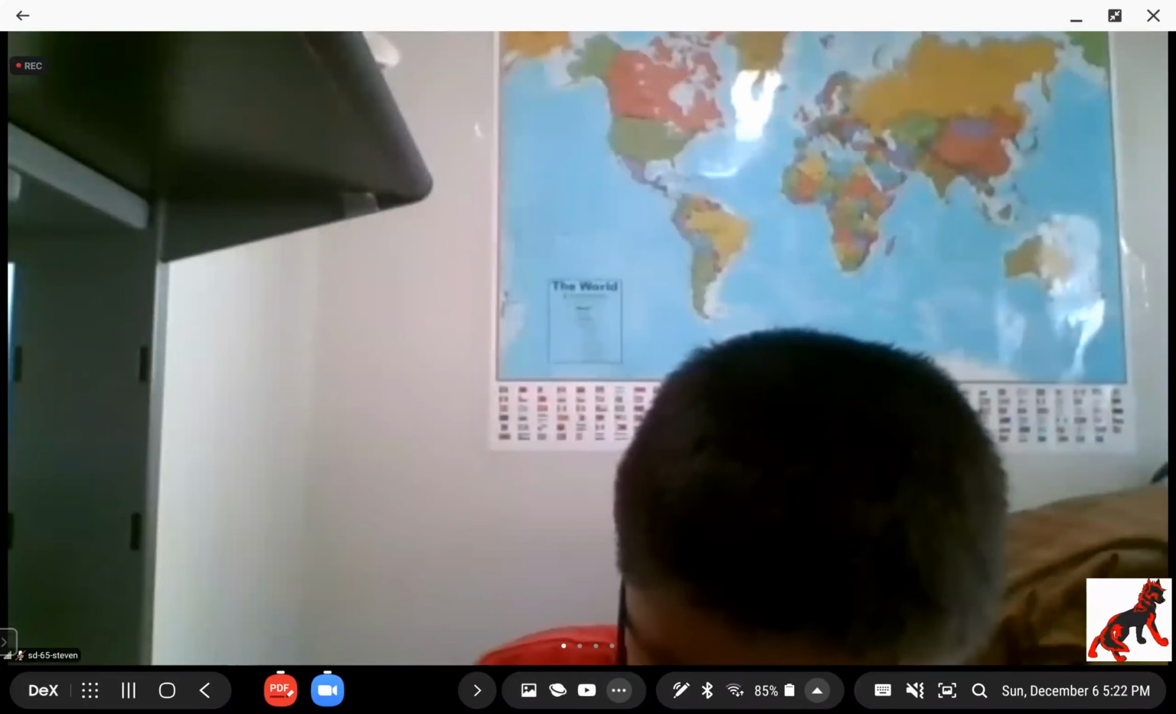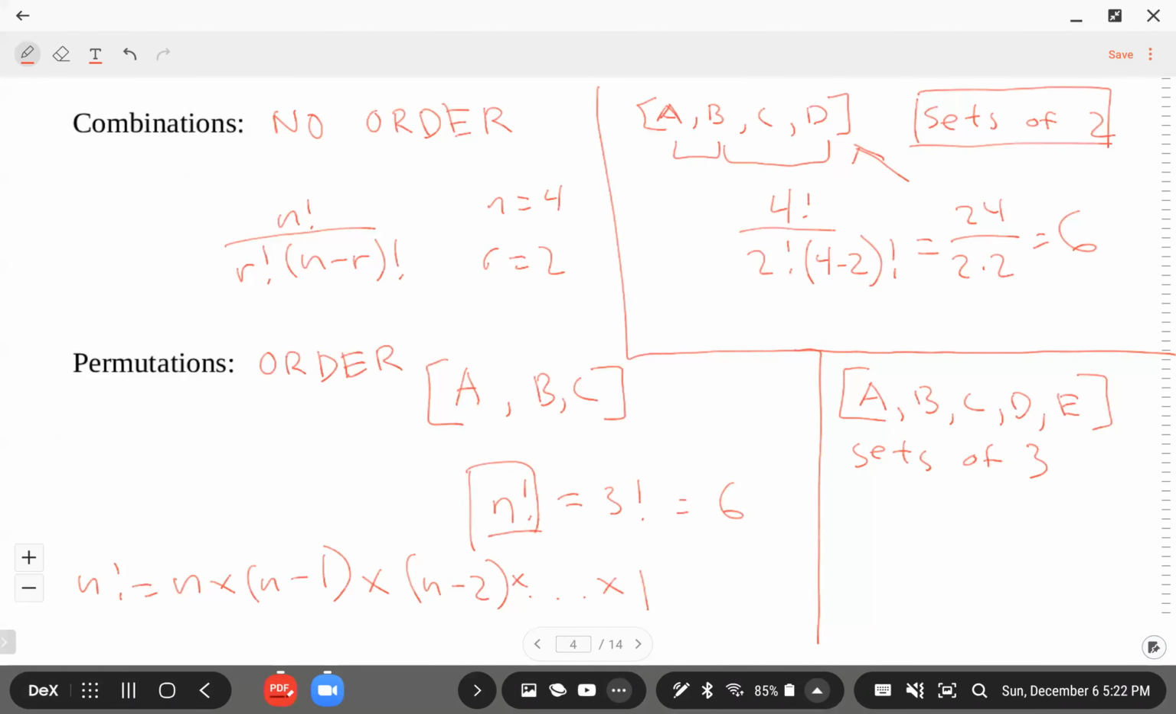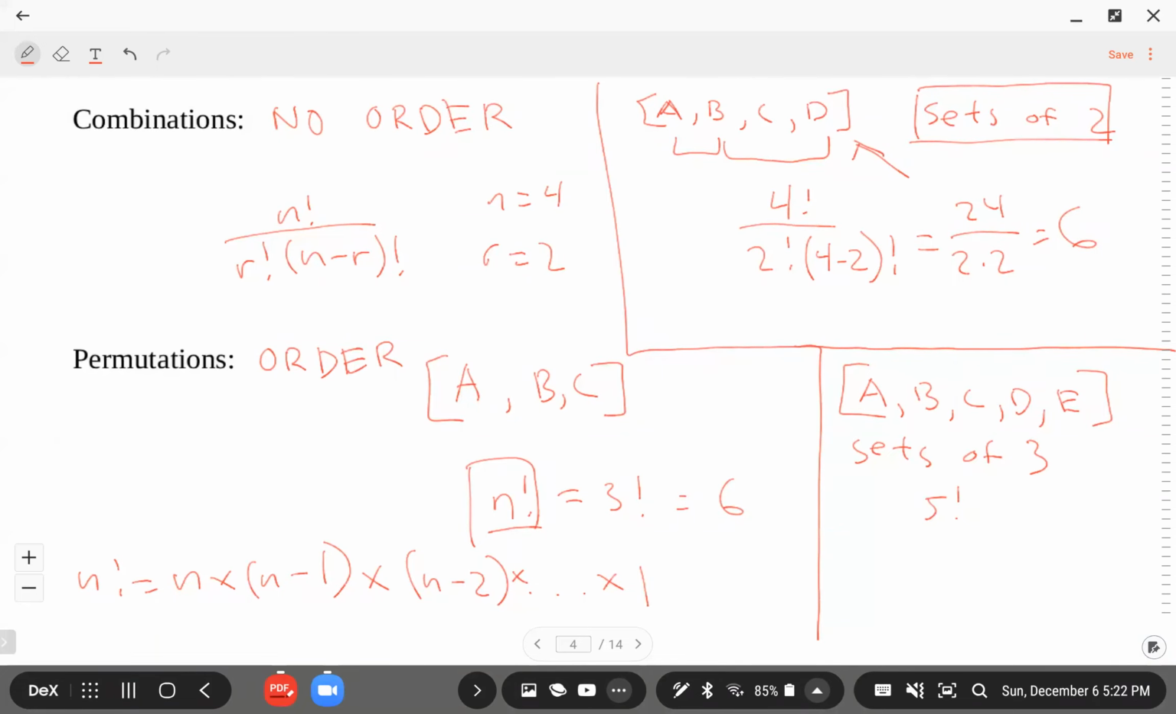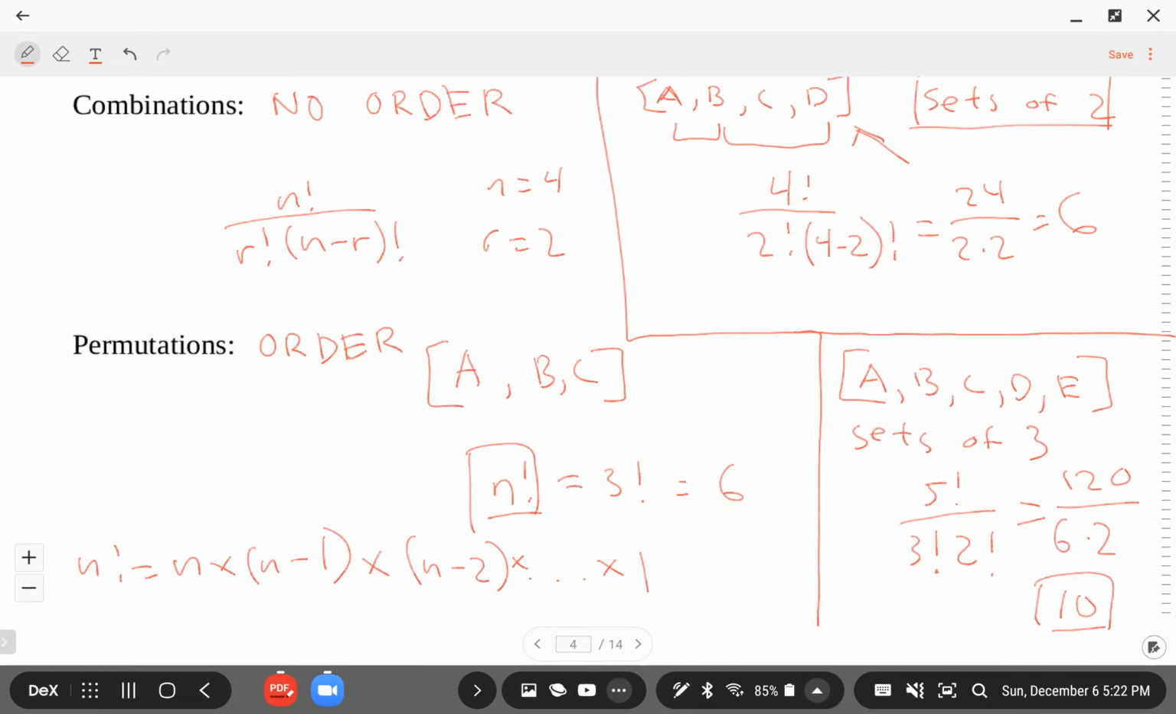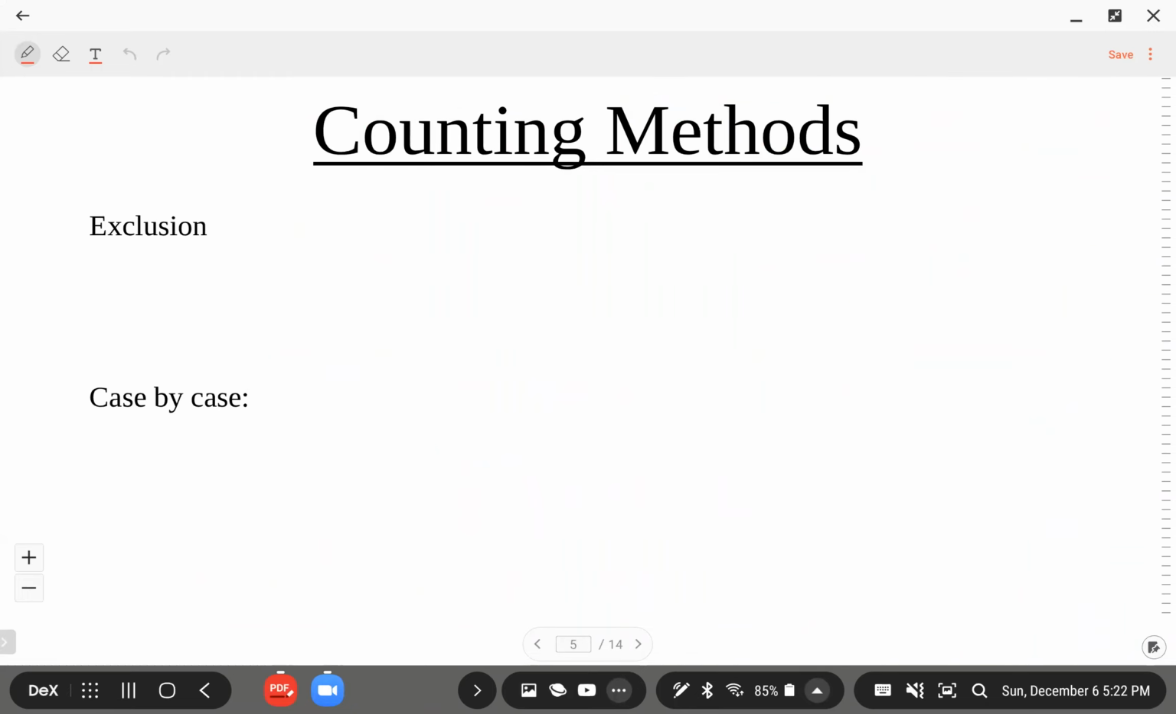That's good. Okay, so basically we do 5 factorial. That's the number of objects in the big set. And then the small set would be 3. Okay, so basically this should come naturally now. Should be pretty easy. Basically 120 over 6 times 2. That is going to be 10. Very good. So now let's go over our counting methods.